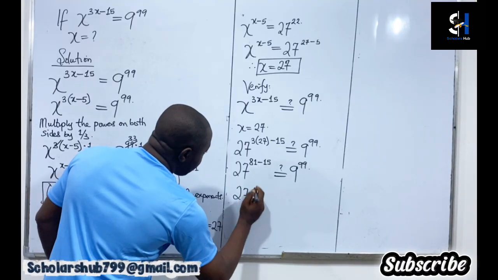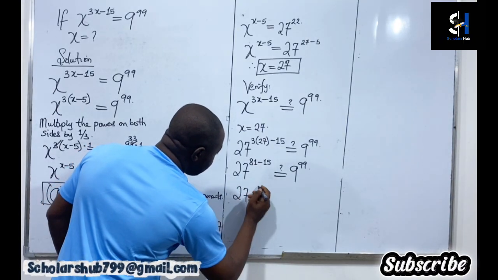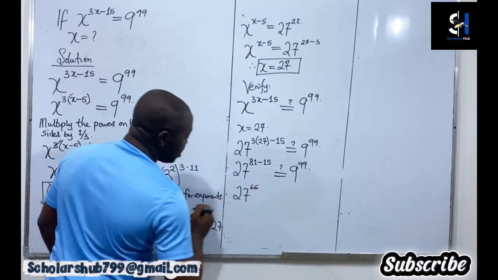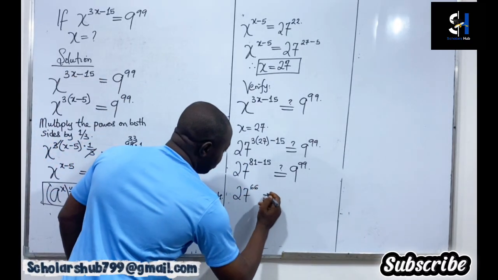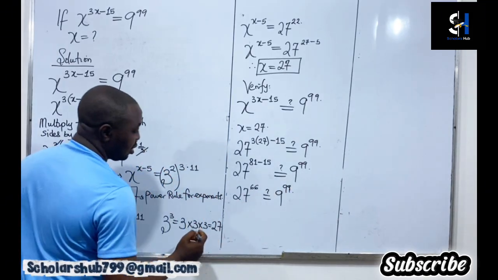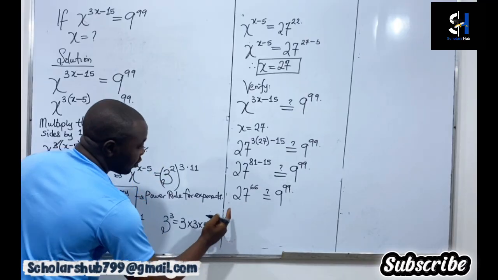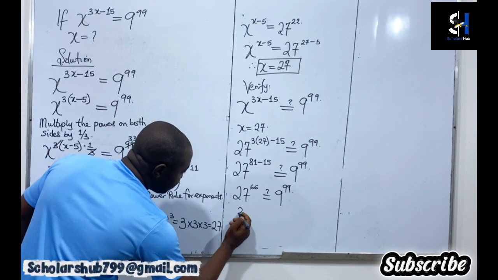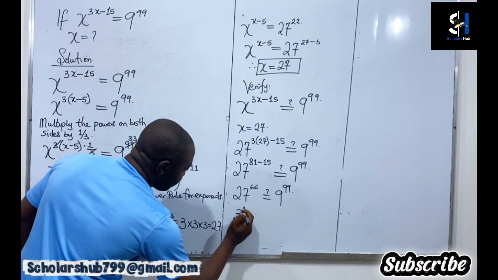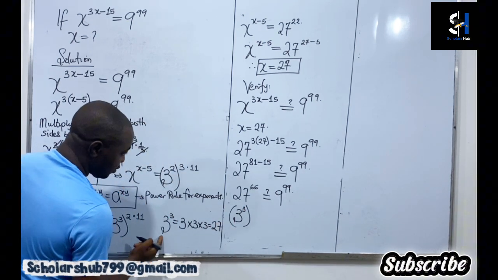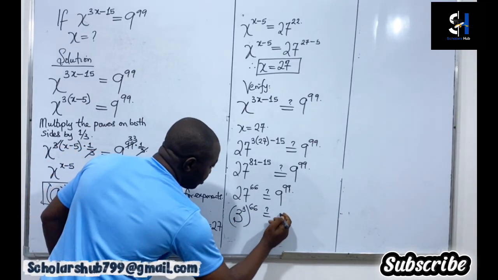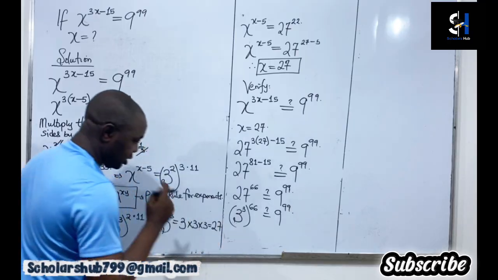So 81 minus 15 will be 66. Will it be equal to 9 raised to the 99th? In this case, this is the same thing as writing 3 raised to the power of 3, which is 27, raised to the 66th. Now, will it be equal to 9 raised to the power of 99?